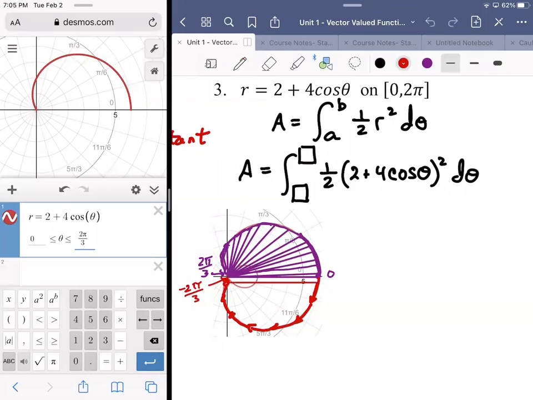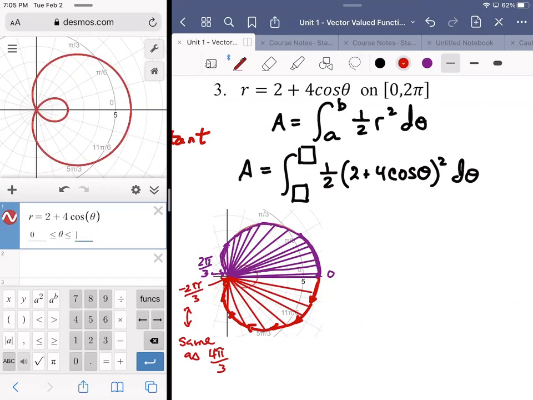I get all of this area accounted for on the bottom end. If I went from 0 to negative 2 pi over 3, right, it's out of the domain, but we know that negative 2 pi over 3 is the same as 4 pi over 3. But then the big question would be, what happens if I continue into the realm between 2 pi over 3 and 4 pi over 3? Like, for example, 3 pi over 4.